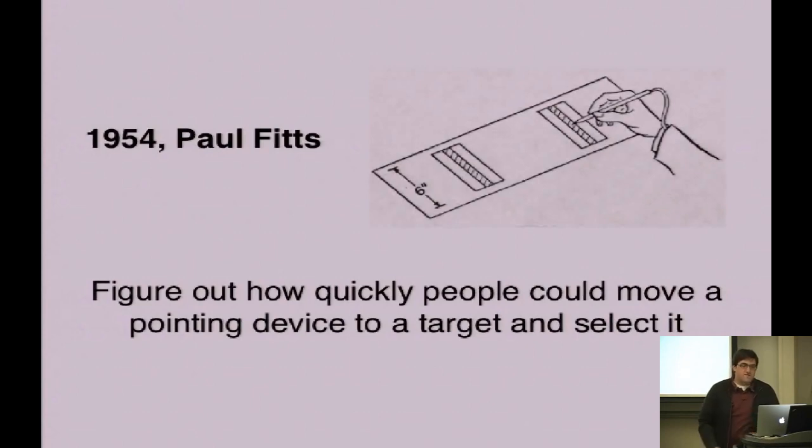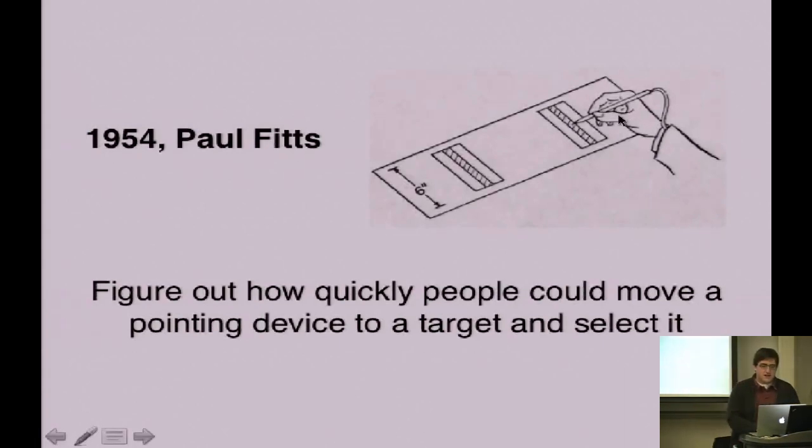So Paul Fitts in the 50s wanted to know just how quickly people could point to things. Obviously this is important if you're trying to get people to point to tasks, to have a theory of how quickly people do it without having to have a person do it for you. Can we come up with a formula that at least estimates what people really do?